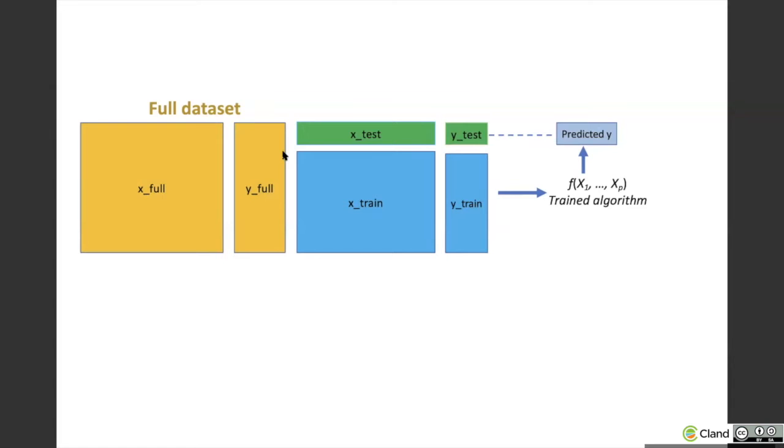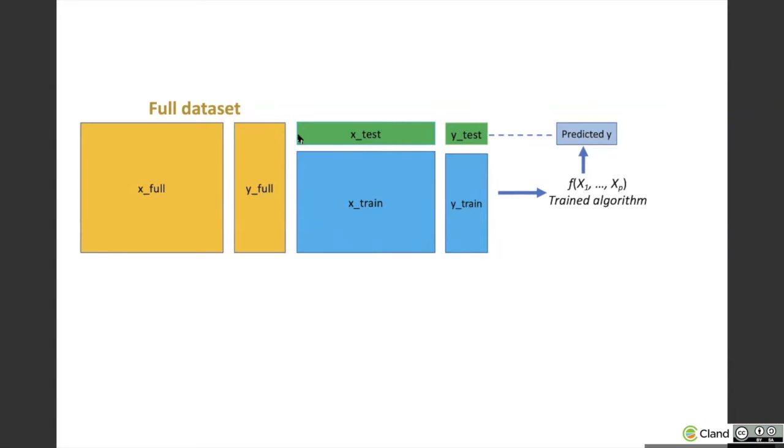So it's an iterative method, and the first iteration consists in removing the first row of the full dataset. The first row is in green here. You remove this row of data, and you train your algorithm using the remaining rows of the full dataset. For example, if you have 10,000 rows in the full dataset, you remove the first one, and then you have only 9,999 data remaining for training. So you train this, and then you predict the row that you removed.